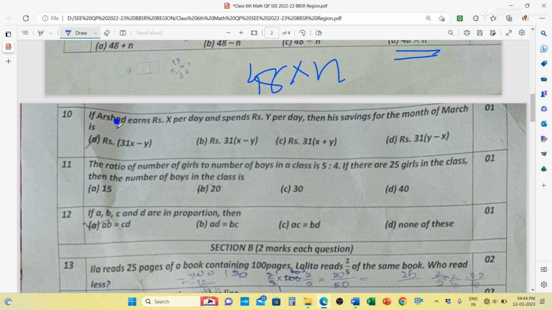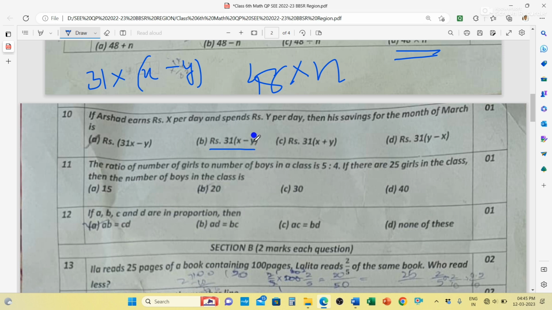If Asrad earns X rupees per day and spends Y rupees per day, then his savings for the month of March. So in the month of March there are 31 days, right? 31 days, and per day he saves how much? He earns X rupees and spends Y. So he saves X minus Y. So 31 into X minus Y rupees.